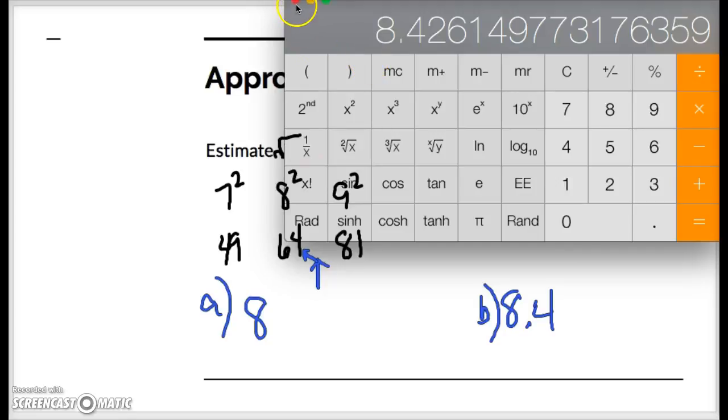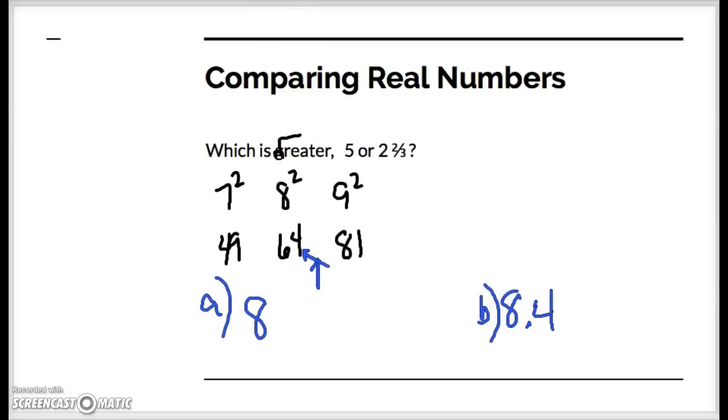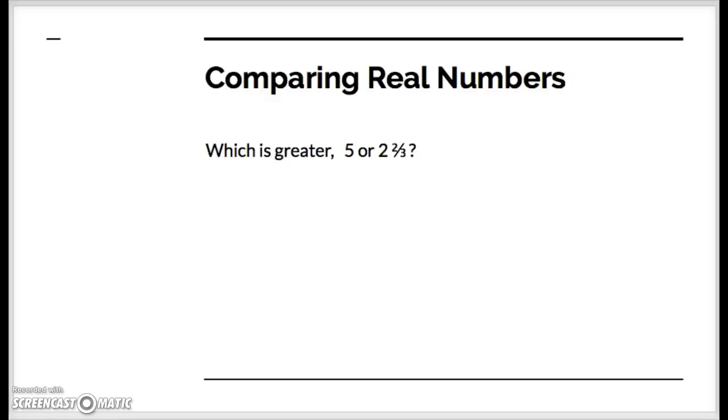Okay, then moving on to the next example, we're going to be comparing real numbers. So this question says, which is greater? It should be the square root of 5 or 2 2/3.